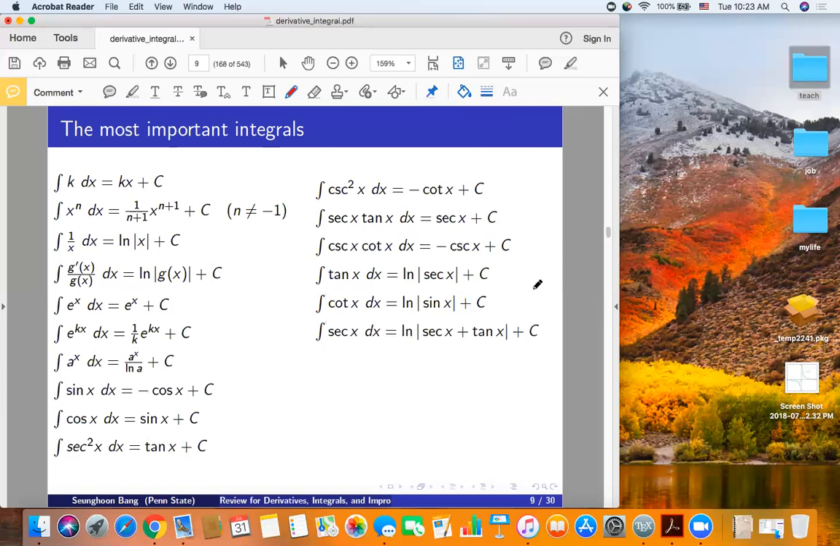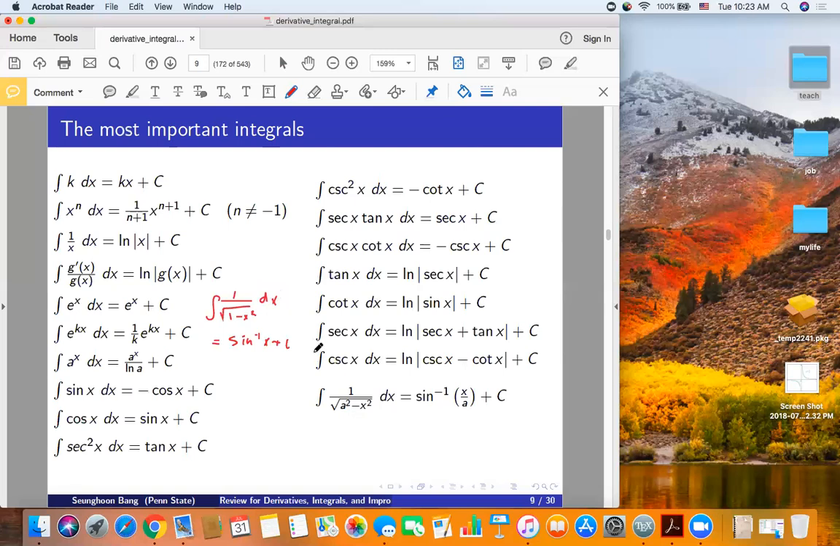It's ln of the absolute value of secant x plus tan x plus c. Integral cosecant x dx is ln of the absolute value of cosecant x minus cotangent x plus c, similar, so you don't need to memorize it. The next integral, 1 over the square root of a squared minus x squared dx, is inverse sine of x over a plus c. So integral 1 over the square root of 1 minus x squared dx is inverse sine of x plus c. We have a simple form.